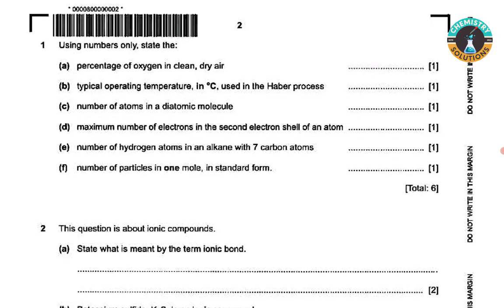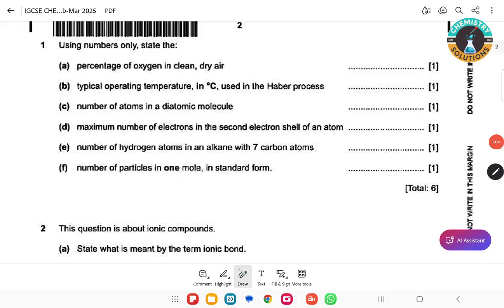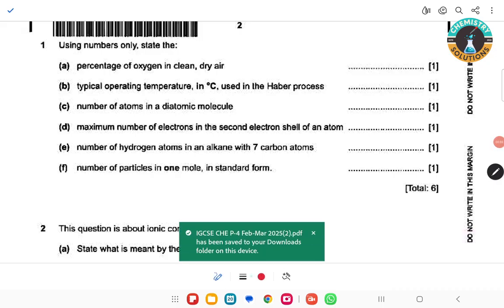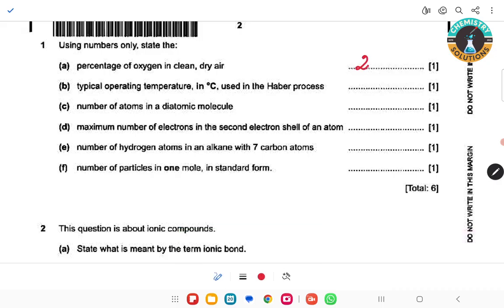So in clean dry air we have 21% of oxygen. We have nitrogen, that is 78%. Argon is a noble gas, present as 0.93%, and carbon dioxide gas is present, that is 0.04%.